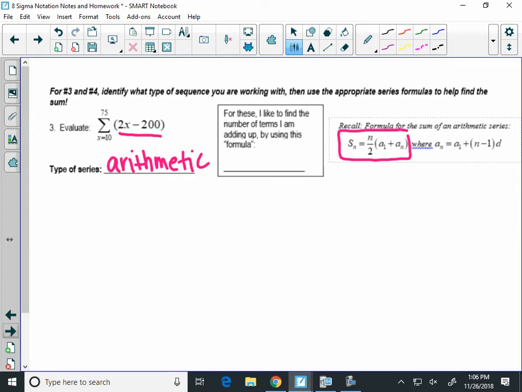When I look at that formula, I need a couple things. I need an n. I need to know how many terms I'm adding up. I need a first term, and I need a last term. So we need to identify that information. The first thing I want to do is find the n. How many terms are you adding up? But it's not going to be that obvious. So let's go back real quick.